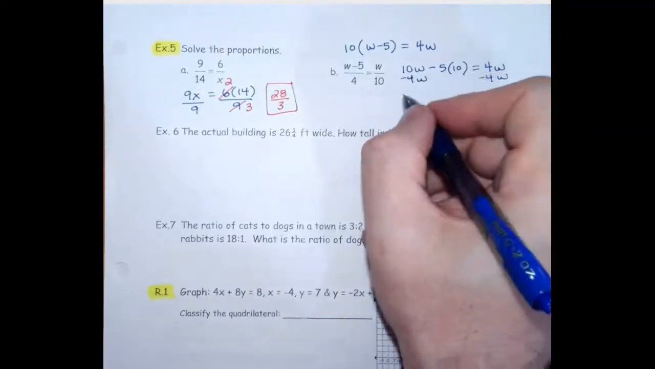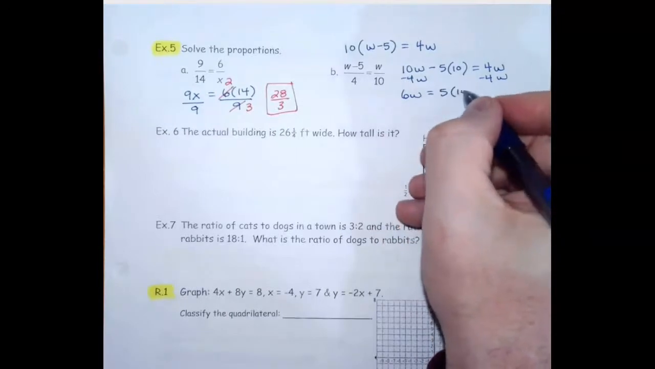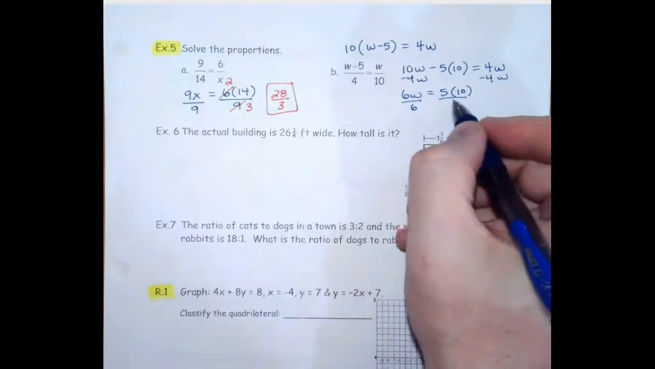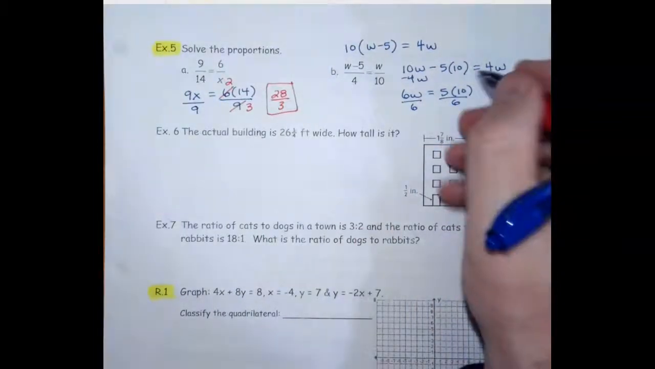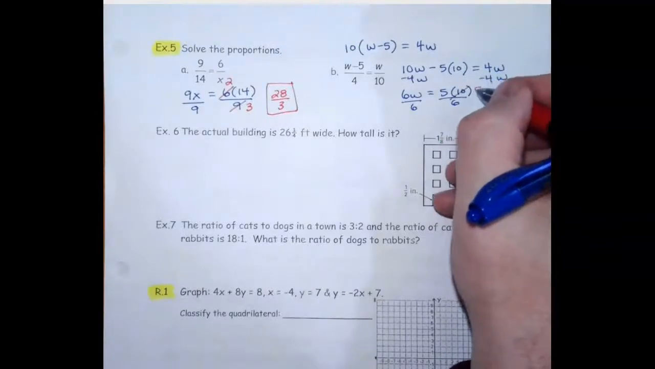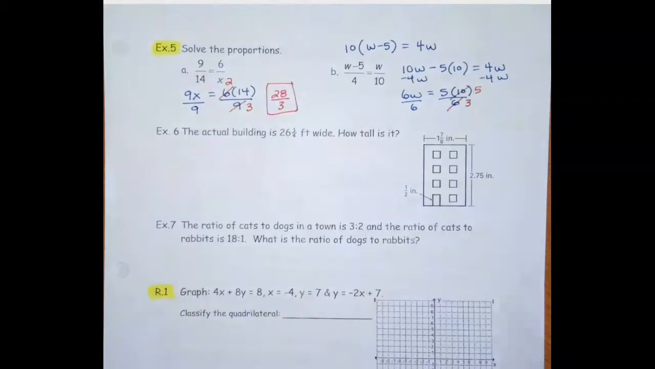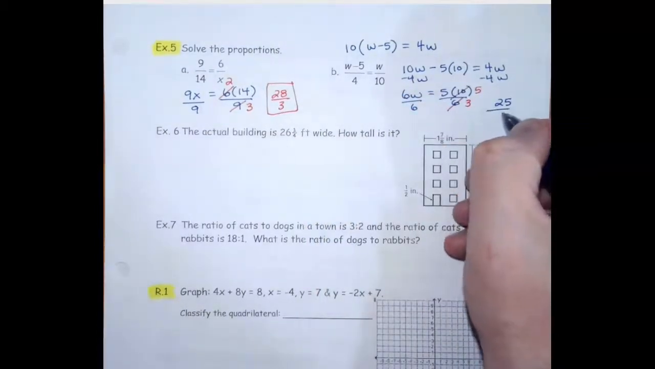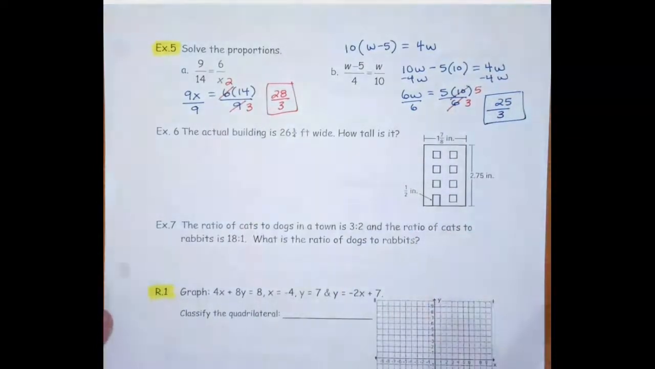And 10w minus 4w is 6w, and we can add this to the other side, so that's going to be 5 times 10. Now we're going to divide by 6, and we can reduce right here. So 2 goes into there 5 times, 2 goes into there 3 times, so that's going to be 25 over 3. 25 over 3. So just a coincidence that those are both over 3.